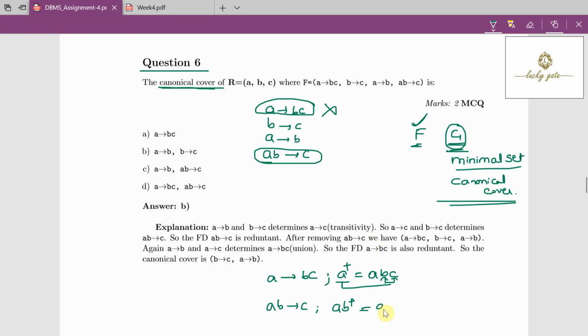Now what is AB closure? A, B. With B we have C. It means with AB we are going to get C. This is possible, so we can call it redundant. A to B you cannot get from B to C alone. B to C cannot be obtained from A to B alone. So what is left is the minimal set. Now what is left? A to B and B to C. This is called a minimal set or canonical set. This is also called an irreducible set. And friends, remember, sometimes a question may say irreducible set, and that is also possible. So the answer for the question is option B. Question number 7.